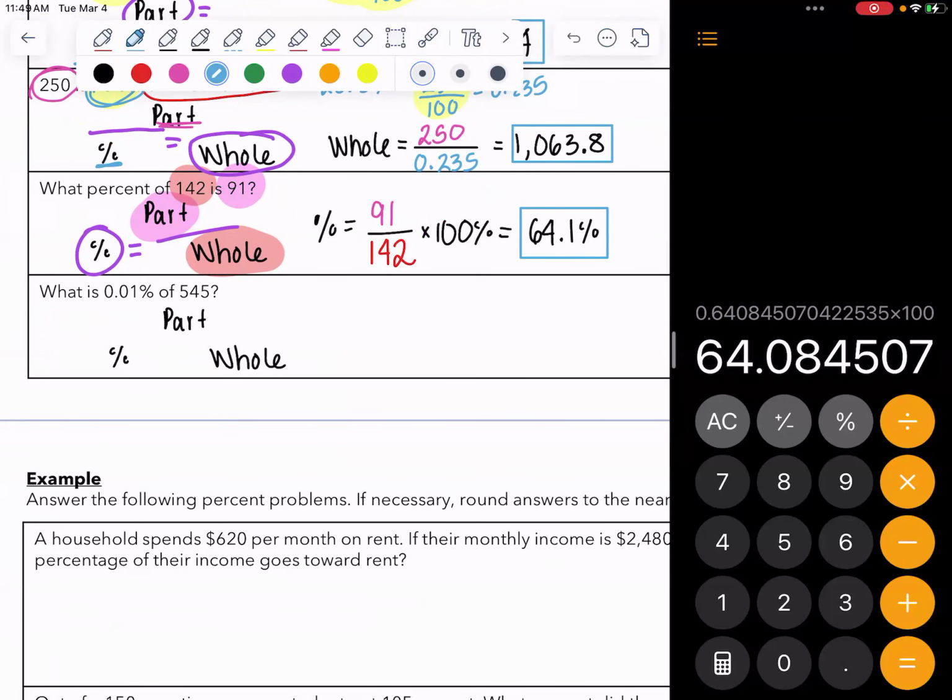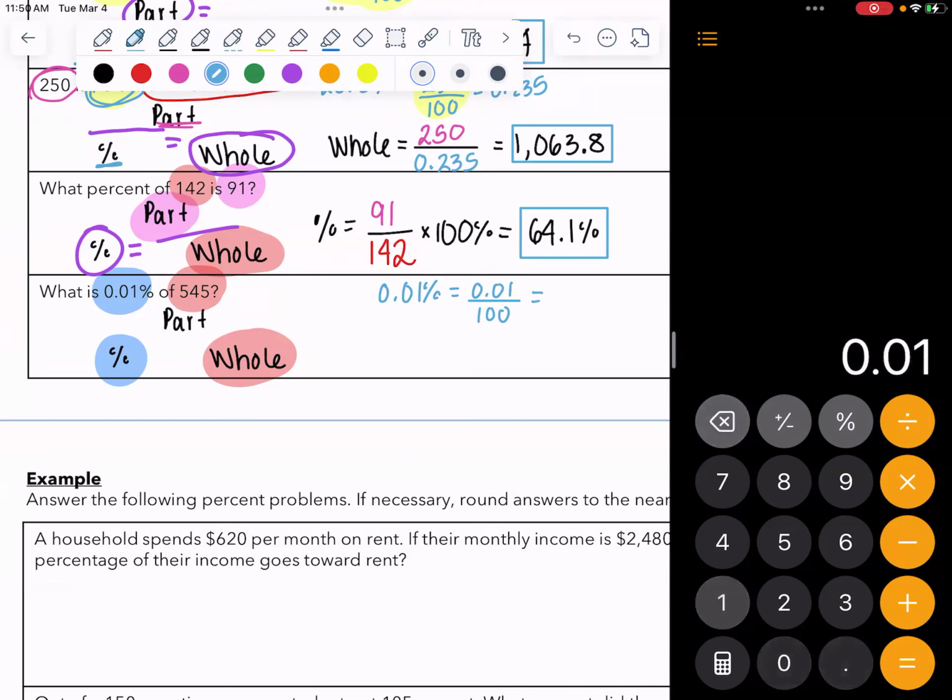What is 0.01% of 545? Once again, the word of, that's what makes us think, hey, that's the whole. So 545 is the whole. We were also given a percentage here. We need to convert that percentage, of course. So we take 0.01%. We're going to take it and divide by 100. When you do that, 0.01 divided by 100, you're going to get 0.0001, three zeros, then a 1.